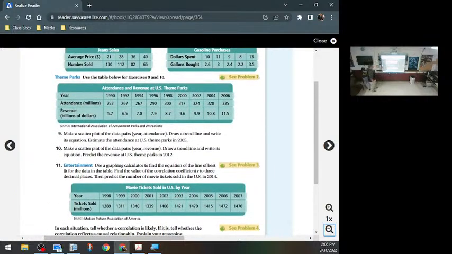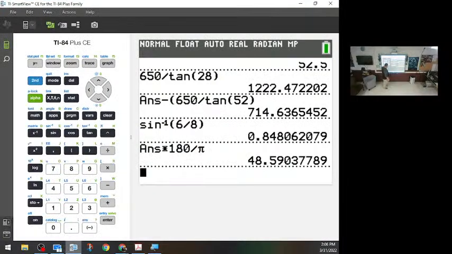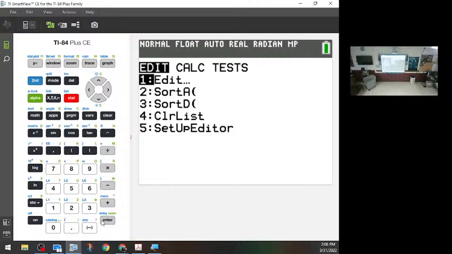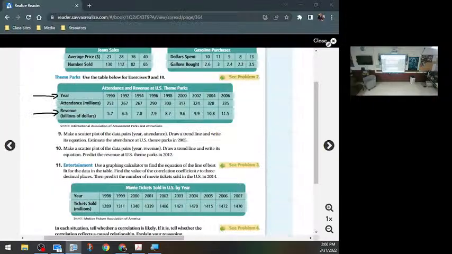Okay. Make a scatter plot of the data pairs year and revenue. So they specifically say make a scatter plot using these two. Okay? So when you make your scatter plot, I'm going to show you how we do this in the big leagues. We stat, edit, I dump in all my data, I bring it over here because I can type it faster, and we're going to say what year since 1990?